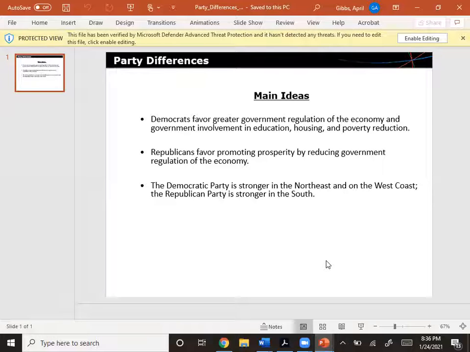Party differences: Democrats favor greater government regulation of the economy and government involvement in education, housing, and poverty reduction. Republicans favor promoting prosperity by reducing government regulation of the economy. The Democratic Party is stronger in the Northeast and on the West Coast, and the Republican Party is stronger in the South.